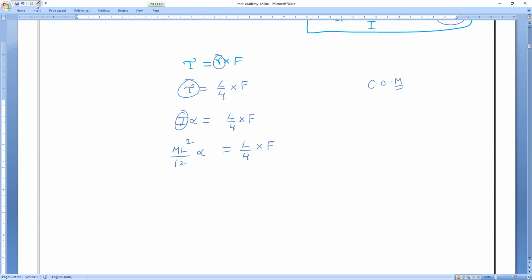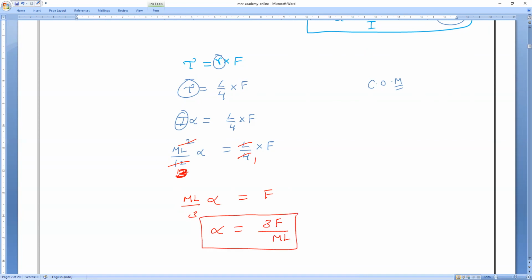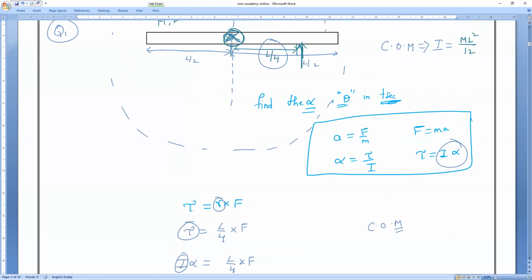So cancellation, please. How can you cancel? L square and L cancel. 4 ones are 4, 12s are 4 3s. So what is remaining? ML by 3 into alpha is equal to F. Now 3 will come to this side. So alpha is equal to 3F by ML. That is the angular acceleration. Over. Any doubt? You can ask.